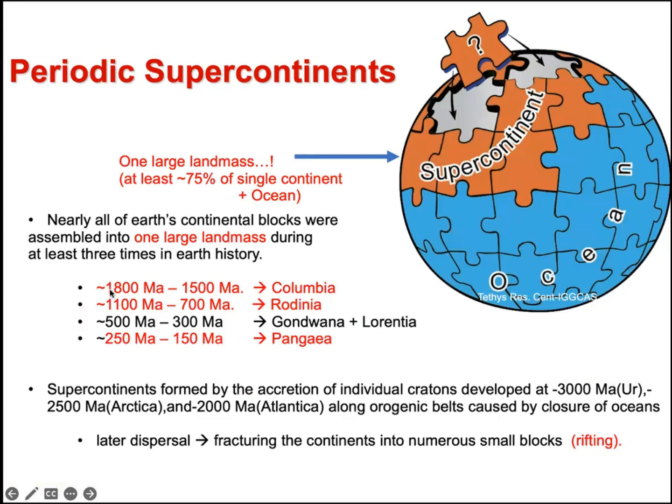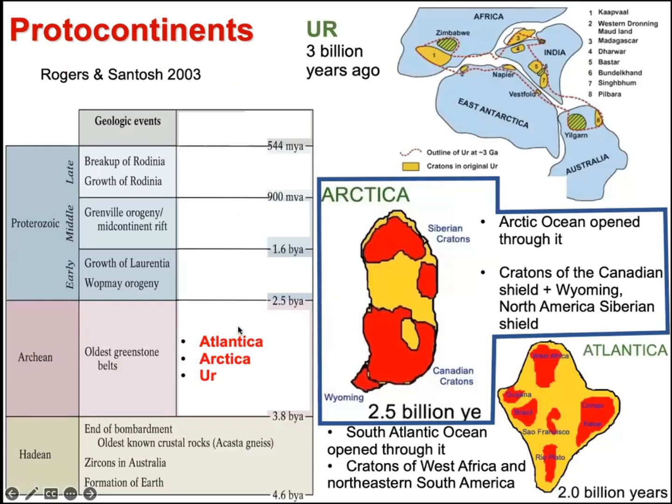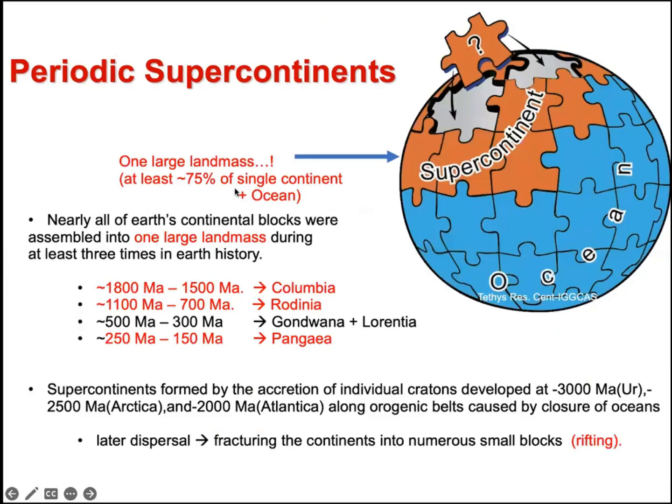For example, at around 1800 MA, 1.8 GA to 1.5 GA, another bigger land mass formed because of accretion of these early masses. They combined together at about 1800 MA time, forming a bigger continent that is again bigger than 75% of the Earth's landmass. Therefore, it was called the first supercontinent in our planet. That's called the Columbia supercontinent. Sometimes it's called Nuna supercontinent as well, right? Nuna or Columbia.